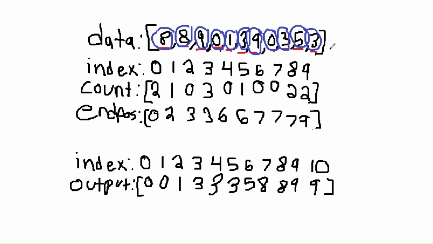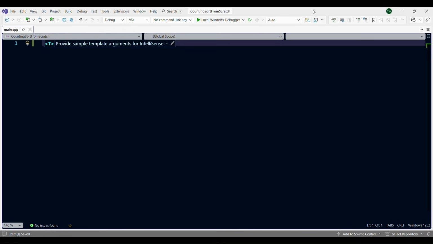Here you can clearly see that this data has been properly sorted. Now we are going to implement counting sort from scratch in C++.